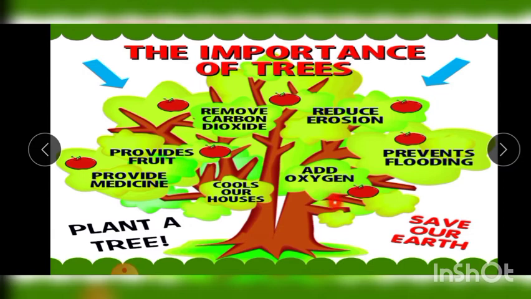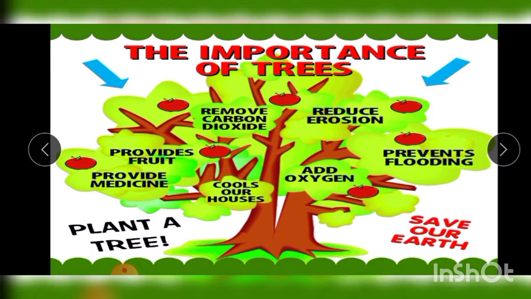We need oxygen to breathe. And if there will be no trees, that means no oxygen. No oxygen means no human beings. So, they are the source of our life. They prevent flooding because they reduce soil erosion, right? Also, they remove carbon dioxide from the environment.